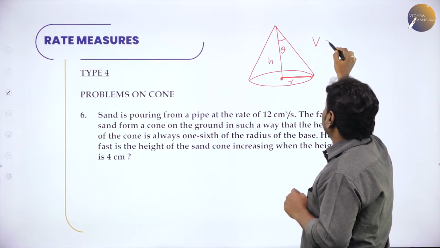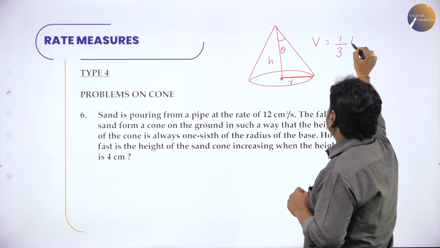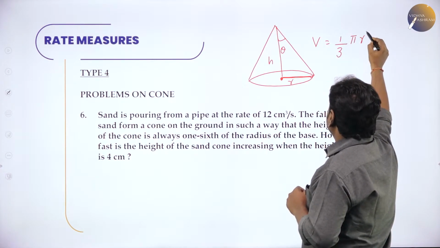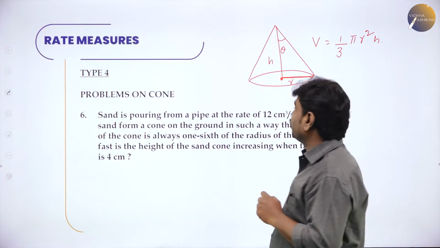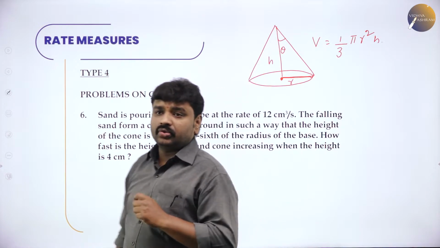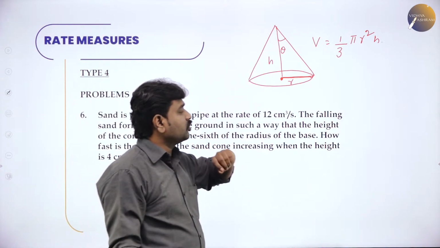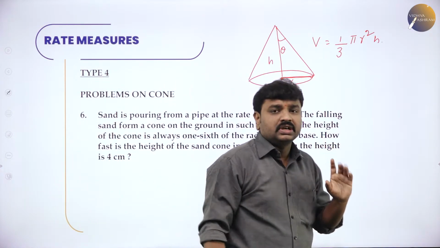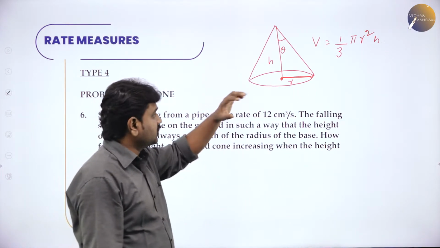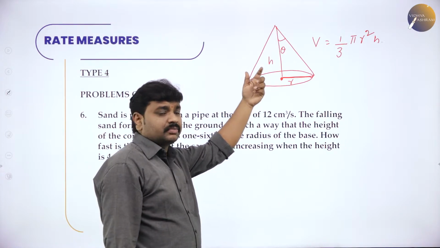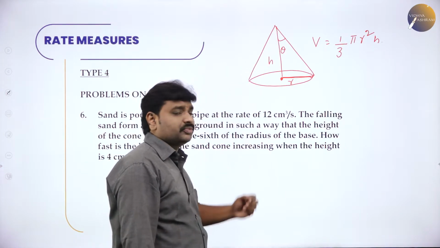And what is the volume of the cone? Volume of the cone is 1 by 3 pi r square h. This is a basic you need to know. Whatever you studied in high school mensuration, I am just revising it. These are the key things to solve the problems of cone.